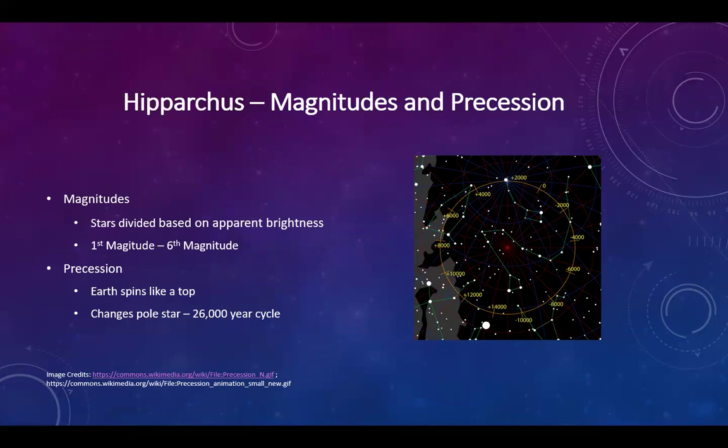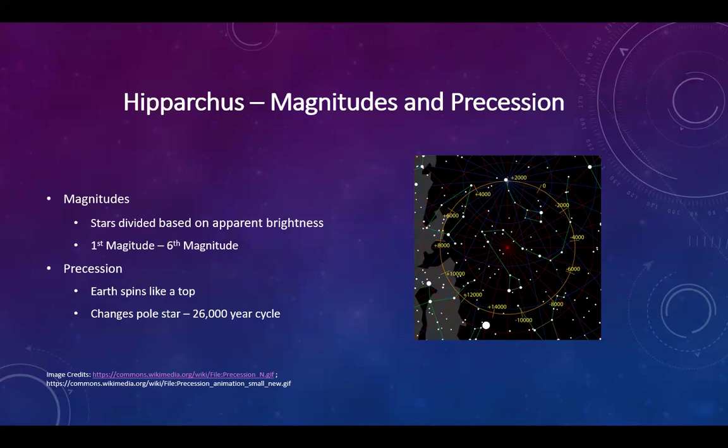He was also able to determine that the Earth wobbles like a top. So the Earth is rotating, but the direction of the axis of the Earth slowly precesses. When you spin a top and it wobbles, the top is spinning very fast, but the direction the top is pointing changes over time. That's precession. The Earth does that as well.